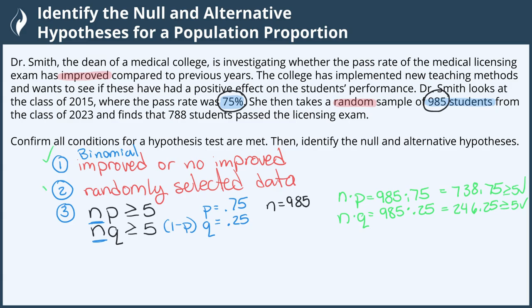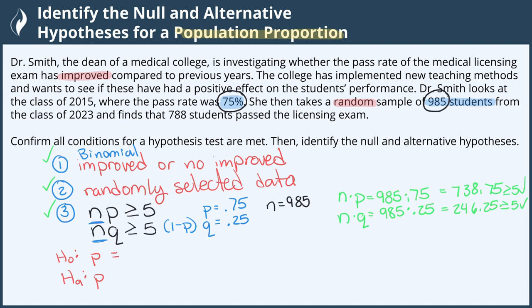Number 2 is that the data has been randomly selected, and number 3, that N times P and N times Q are both greater than 5. So now we can identify the null and alternative hypotheses. The null hypothesis must have an equal sign in it, and the alternative hypothesis will have a less than or greater than sign or a not equal to sign. And since we are working with population proportion, we know that our null and alternative hypotheses will have a P, and the null hypothesis will be an equal sign.